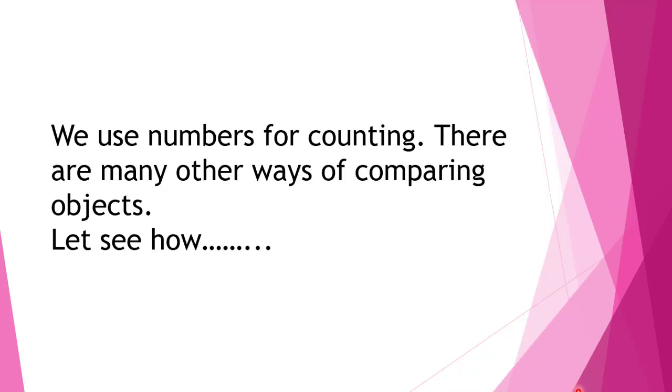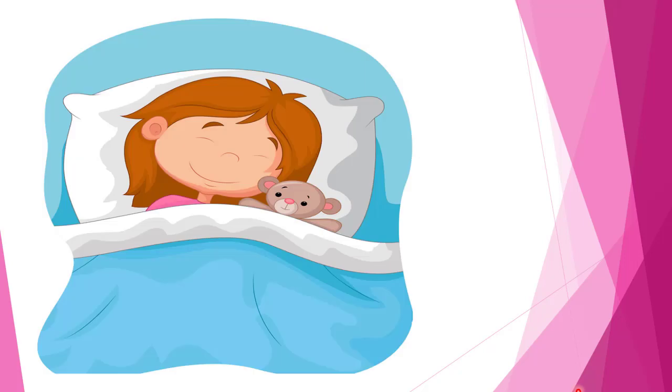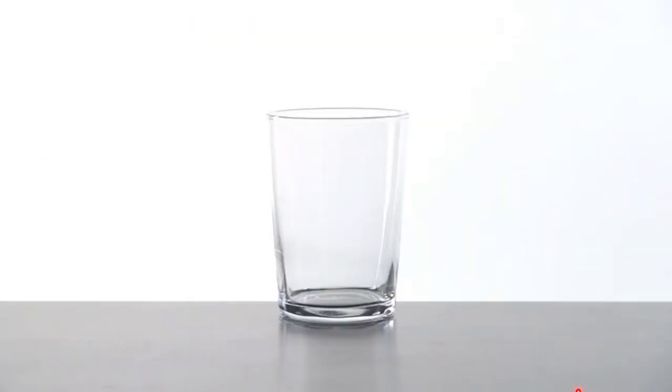You know, we use numbers for counting. There are many other ways of comparing objects. Let's see how. There is a girl. Her name is Sara. One day, she was sleeping and suddenly she felt thirsty. Then Sara woke up and went to drink water. Oh ho, the glass has no water. The glass is empty. So she pours some water in it.